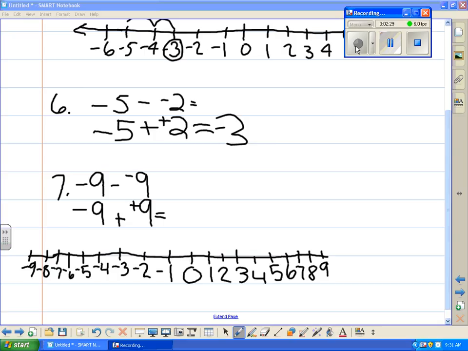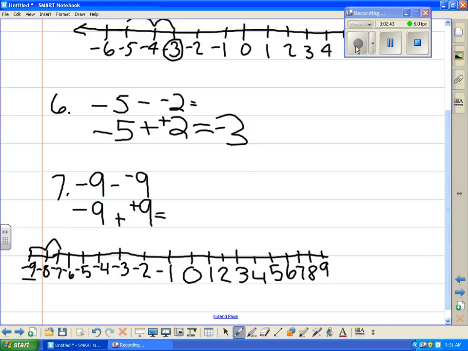Negative 9 minus negative 9 turns to negative 9 plus positive 9. Start out with negative 9. And you add 9. You're going to go to the right 9 places because positive 9 goes to the right. And you end up on? You get 0. Perfect.